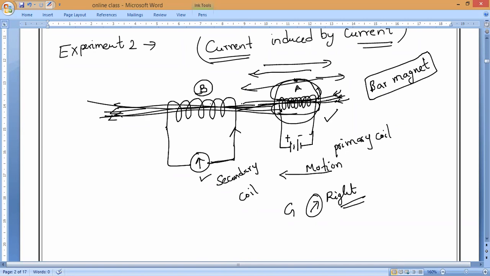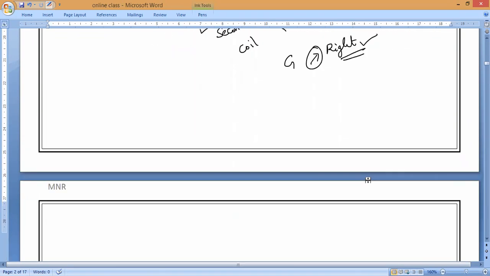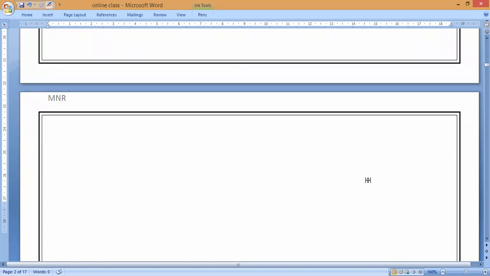Again, have you understood? When coil A moves towards coil B, the galvanometer shows deflection to the right side, so we can see the current is induced. Same way, when coil A moves away from coil B, do you understand? It means the motion is in this direction. Please respond, everybody.